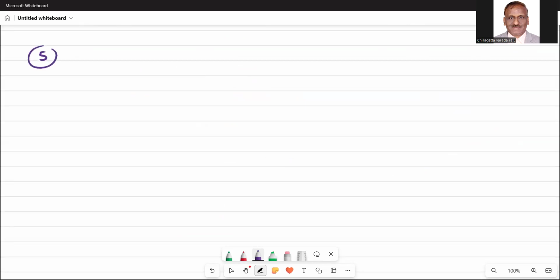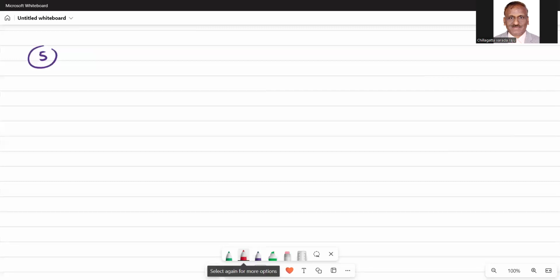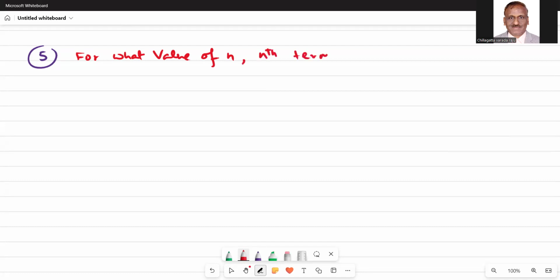Come to question number 5. This is also an interesting problem. For what value of N are the nth terms of the APs 63, 65, 67, and so on, and 3, 10, 17, and so on, equal?